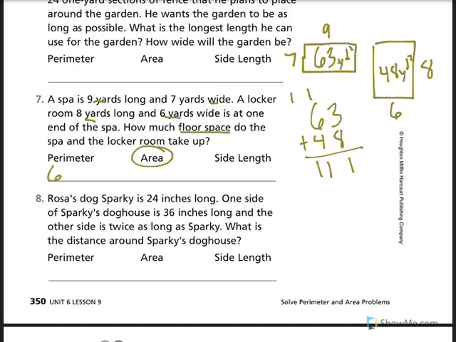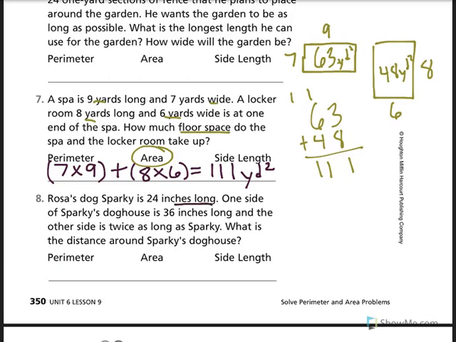Here, let's actually write out the full fancy version of what we just did. We did 7 times 9 plus 8 times 6, and that equals 111 yards square. Wow, look how fancy that is. Good job, everybody. Number 8, Rose's dog, Sparky, is 24 inches long.